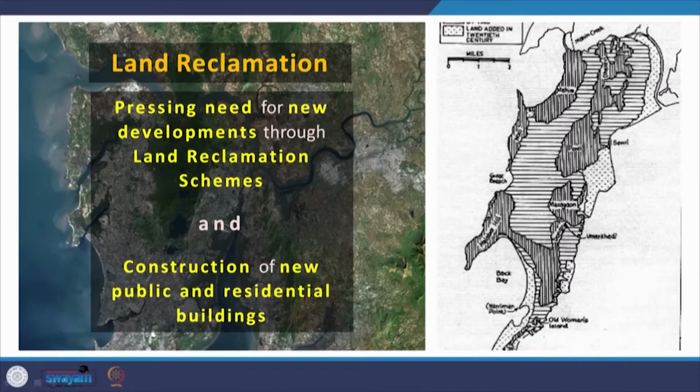And one of the very important things that happened in Mumbai or Bombay was land reclamation, collecting this whole land and making it into one landmass, because there was a pressing need for new developments which were fulfilled through the land reclamation schemes, and the construction of public and residential buildings was made possible because of this.